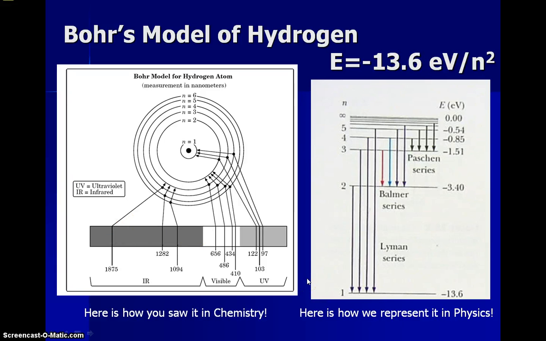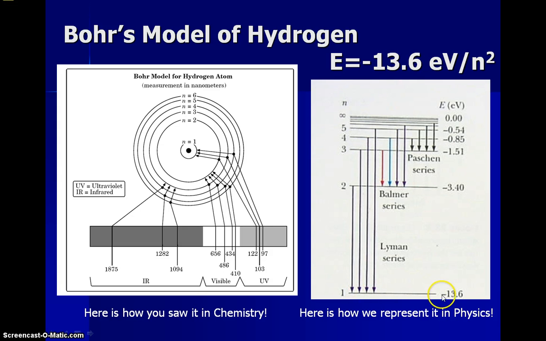Now, in physics, this is how we look at Bohr's model. It's a little bit different, but it is essentially the same. Here you can see that this is N1, just like this is N1 here. This is N2, N3, N4, all the way to N infinity. That's the shell number, also called the quantum number.